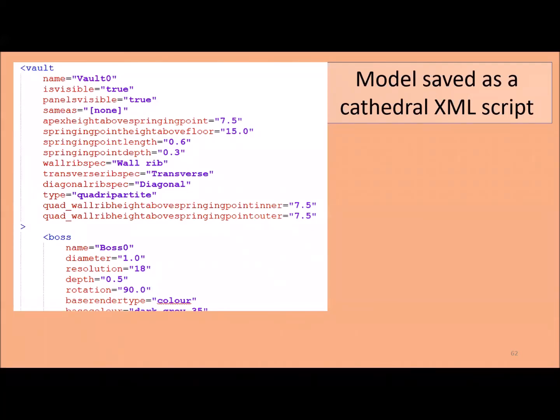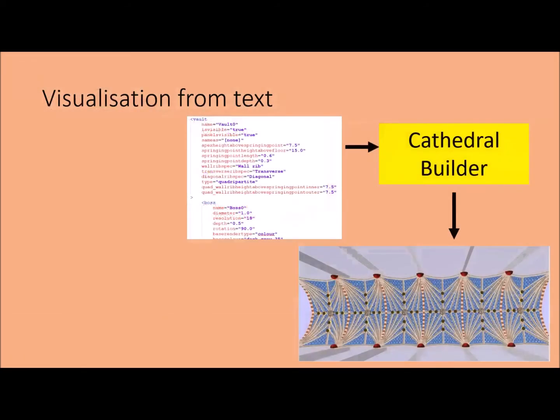This is how we save a model as an XML text file. XML means it's labeled, structured, readable data, the text file. In principle, Cathedral Builder can build the model from a handwritten text file, as long as it's in the correct XML format.